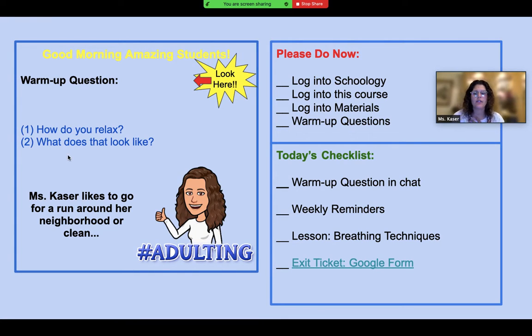For me, I like to go on a run around my neighborhood or clean. So yay for adulting. I have to clean my apartment. I have to clean my car. So that brings me some kind of relaxation.